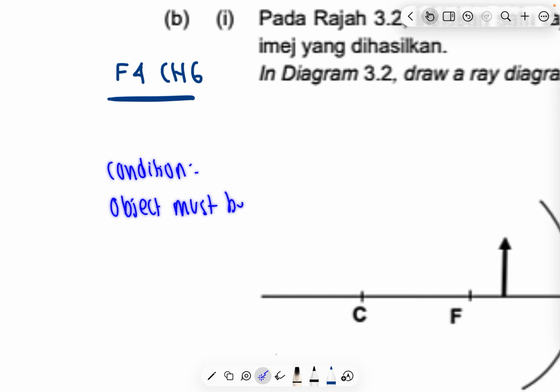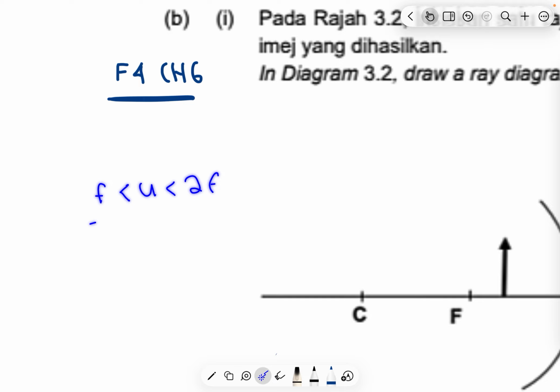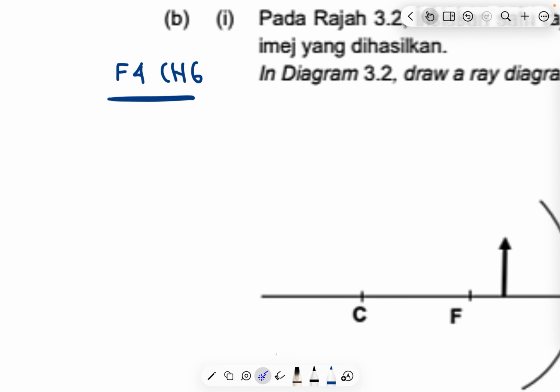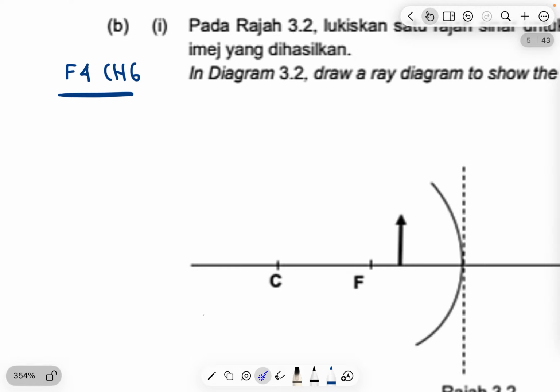Object must be placed in focal length. Okay? For example, F more than U, more than 2F. The image formed will still be magnified because it's in the focal length. Let's say this is 2F and this is U. Okay, the image formed will be magnified. But let's say if U is more than F, the image formed would be diminished. Okay, that's something you have to know.